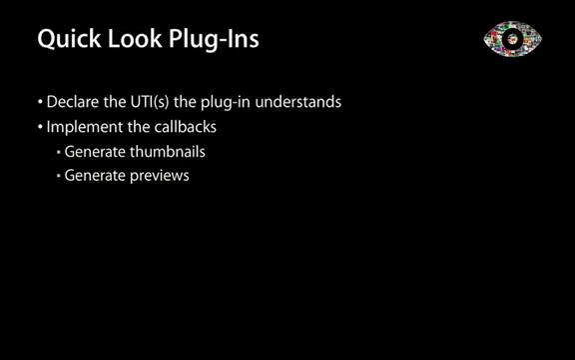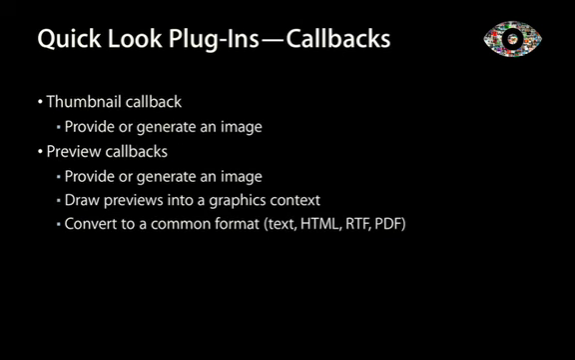To implement a Quick Look plugin, like with Spotlight, you declare the UTIs that your Quick Look plugin supports. And then you implement two callbacks, one to generate thumbnails and one to generate previews. For the thumbnail callback, you need to supply an image. This can be a pre-computed image, or it can be one that you generate on the fly. For previews, you have a few other options. You can supply an image, or you can draw directly into a dedicated graphics context, if that makes more sense for your application.